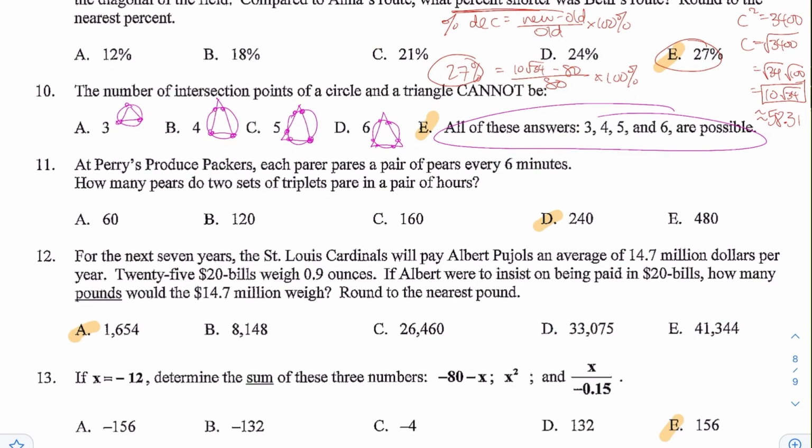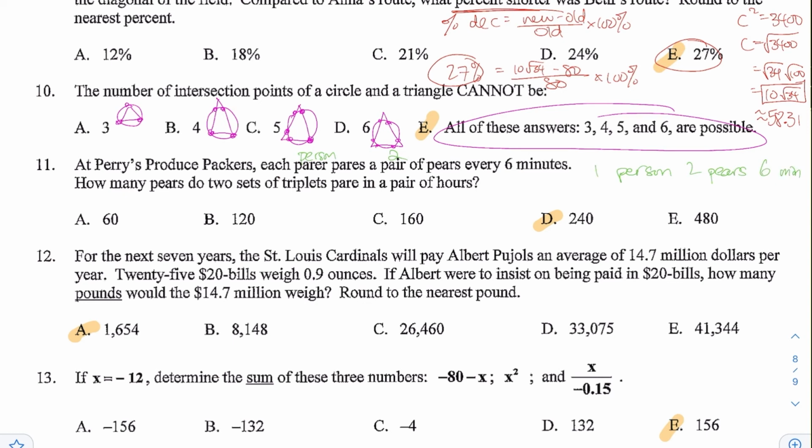Next, number 11, at Perry's Produce Packers, each pair pairs a pair of pairs every 6 minutes. How many pairs do the 2 sets of triplets pair in a pair of hours? All right, so a lot of similar words here. So each pair word, say person, so just pairs or cutting. Now a pair here means 2 every 6 minutes. So one person cuts 2 pairs in 6 minutes.